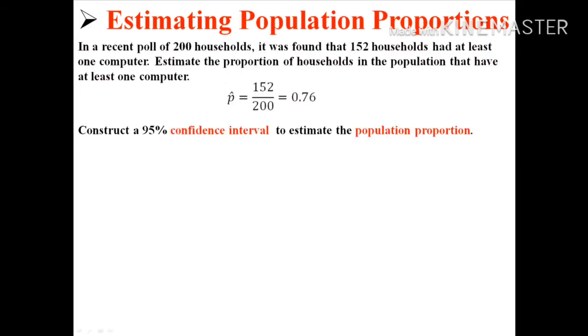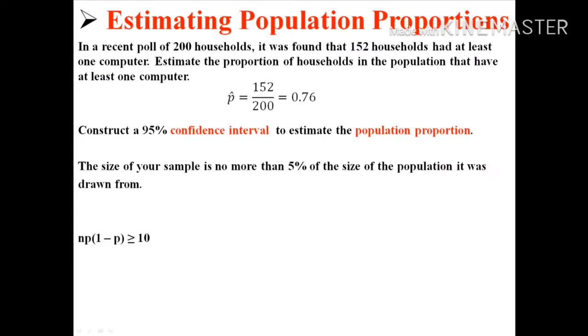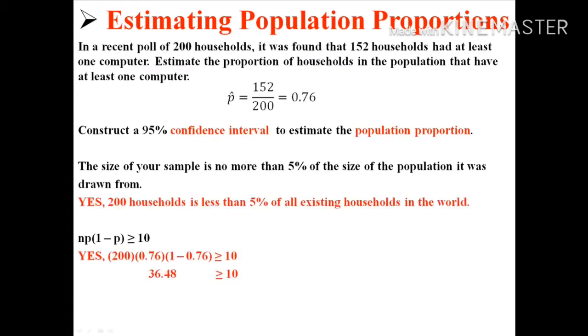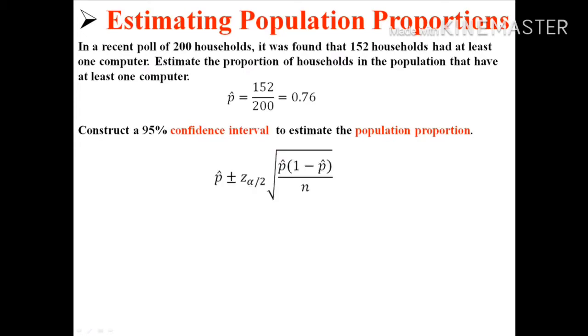So back to this example, I want you to construct a 95% confidence interval to estimate the population proportion. First of all, we have to check if it meets these two requirements. The first one, yes, 200 households is definitely less than 5% of all the households in the world. And second, in our equation, we find that 36.48 is greater than 10. Don't get too caught up with the meaning of that. Just realize that because it's greater than 10, it means we have approximately a normal distribution, and we can compare it to the normal distribution. So now we're going to use this equation to calculate the confidence interval.